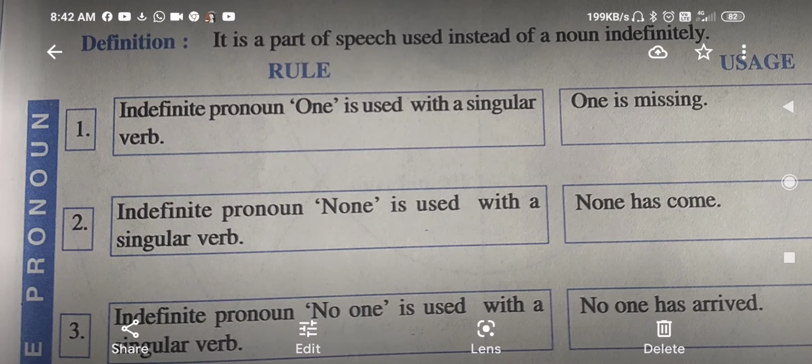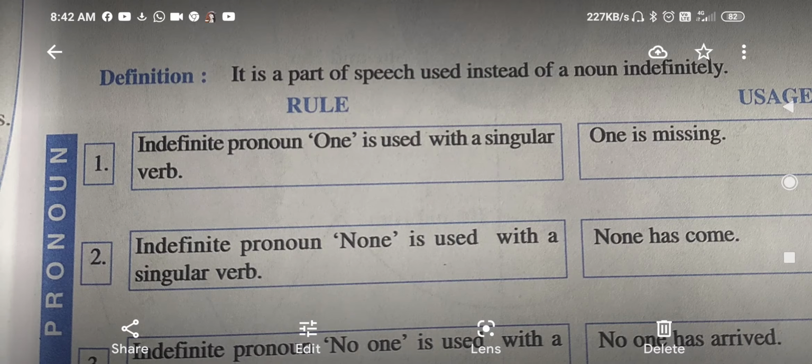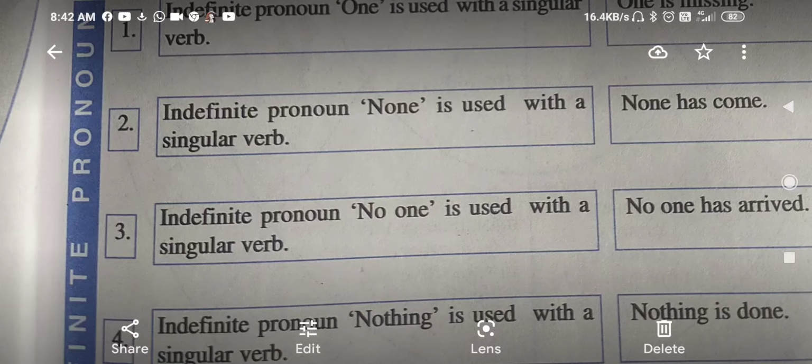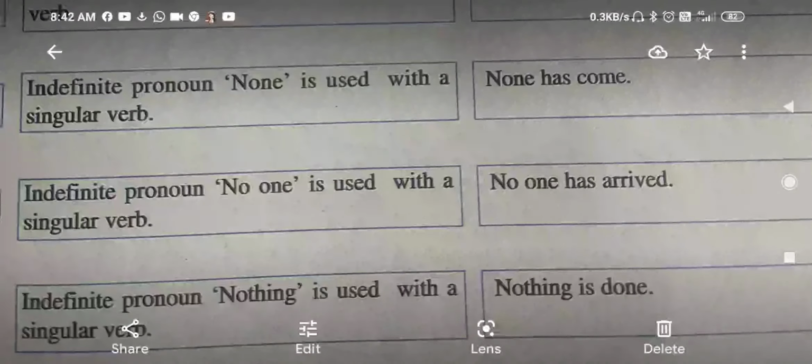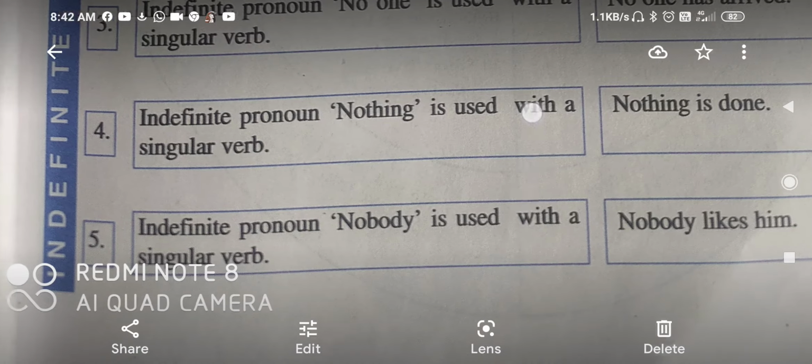Now indefinite pronoun. It is a part of speech used instead of a noun indefinitely. We didn't know how much. For example, rule 1, indefinite pronoun one is used with singular. Indefinite pronoun none is also used with singular verb. Pronoun no one is also used with singular. For example, no one has arrived, has, not have. Indefinite pronoun nothing is also used with singular. Nobody is also used with singular.